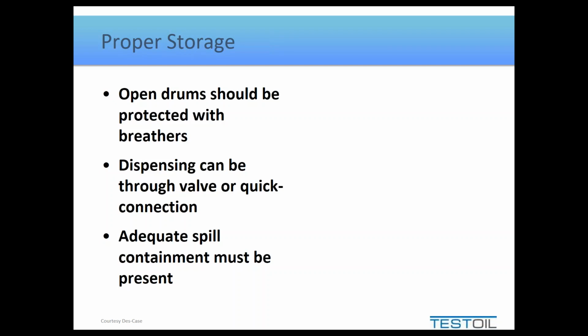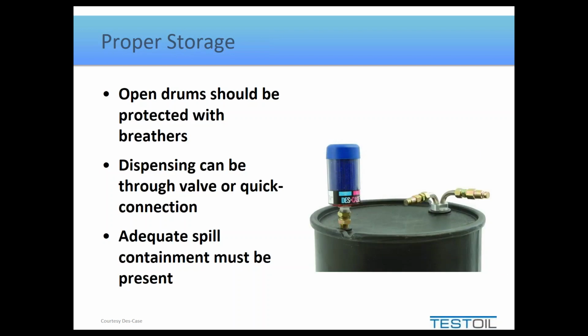The example that I'm showing you here is just one of many, but this allows for horizontal or vertical storage of the drums. It provides breather protection for the air going in and quick connects for filling and dispensing from that drum. You'll notice there are two quick connects, so this does allow for kidney loop filtration while the oil is in storage. So you can pre-filter the oils while they sit. You can filter the oils as they come out.